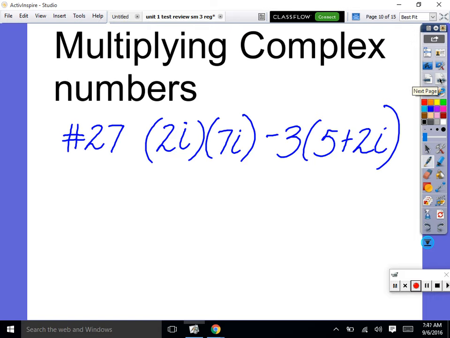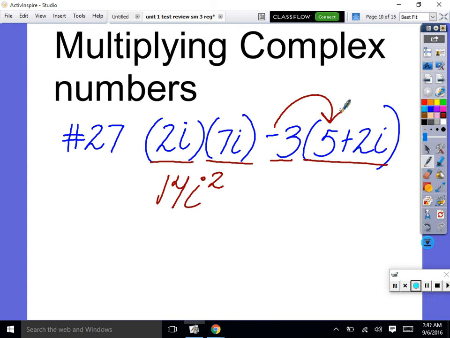All right, so let's multiply complex numbers real quick. Looking at 27, very carefully, and we're going to be smart about this. Notice it's this times this, correct? Let's multiply those together. What's 2i times 7i? 14i squared. i times i is i squared, correct? Then careful here, we have negative 3 times all that stuff. Let's distribute that through. So we're going to have minus 15. Negative 3 times 5 is negative 15. And then negative 3 times positive 2i is negative 6i.